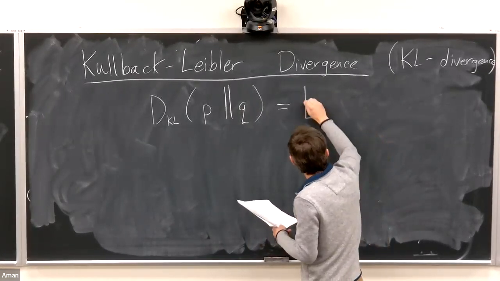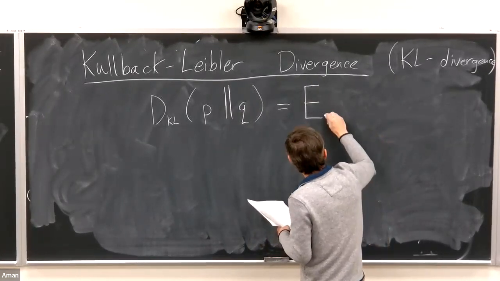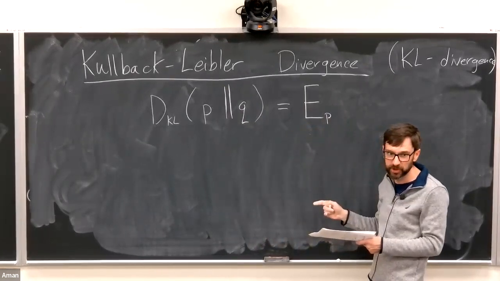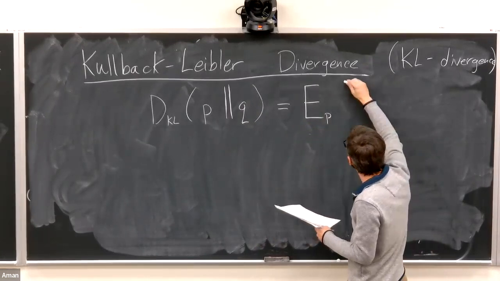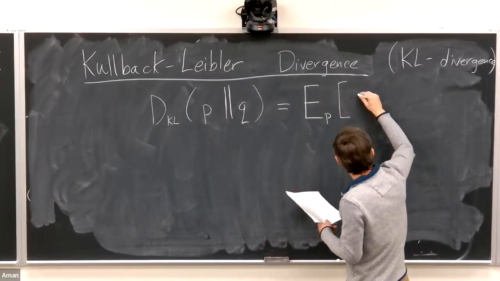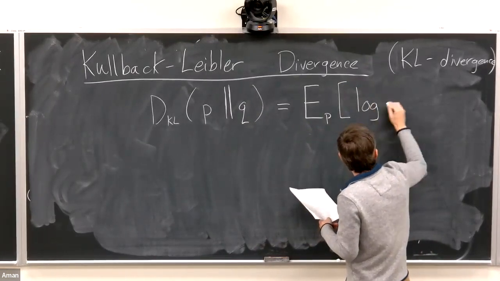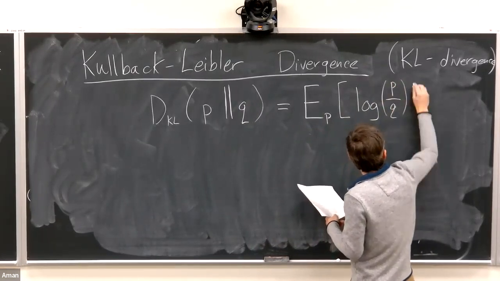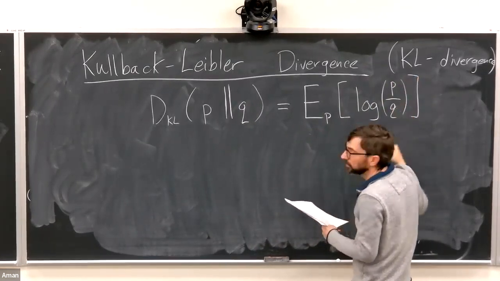So we're going to take an expected value, and because we have two random variables, we better specify which one we're averaging over: the P distribution. And the thing we're taking the expected value of is the log of the P density over the Q density.